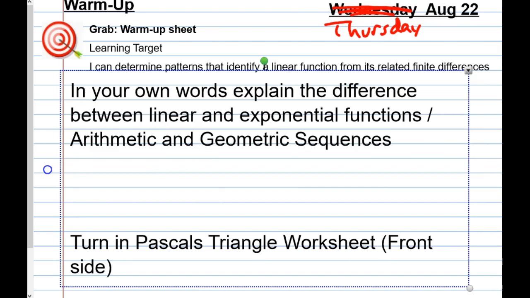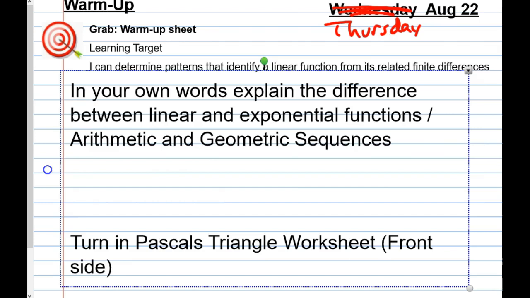Okay, good. So if you're looking at a sequence, the numbers will be adding for linear, they'll be multiplying for exponential. Same thing goes for arithmetic and geometric sequences. Arithmetic is adding each time, geometric is multiplying each time. Those are your last two warm-ups, so they should have been on the same page, right?